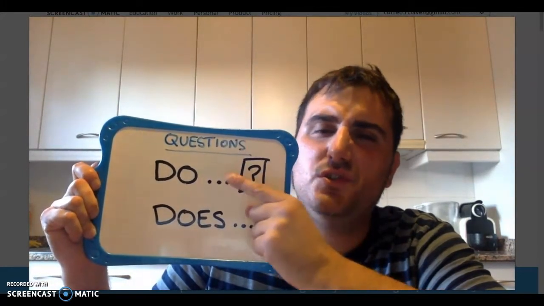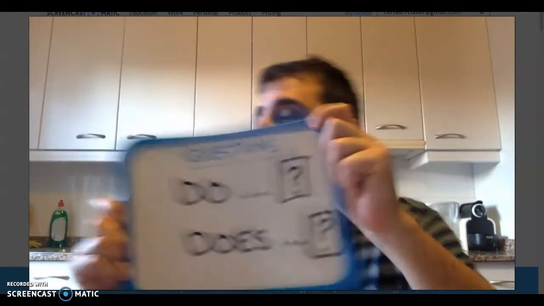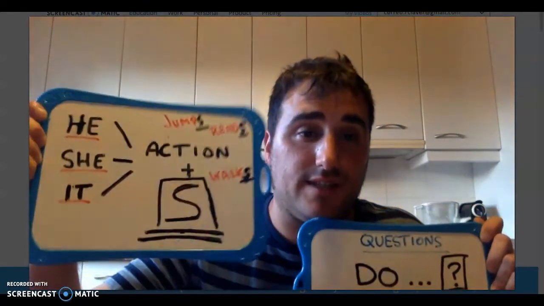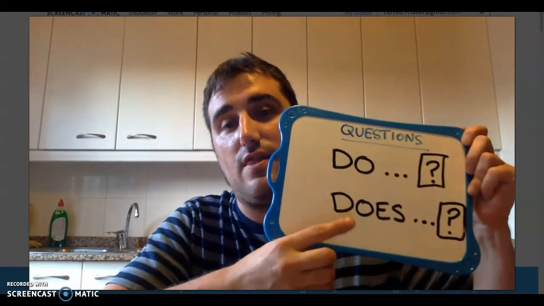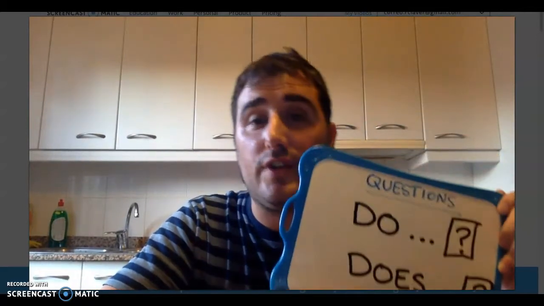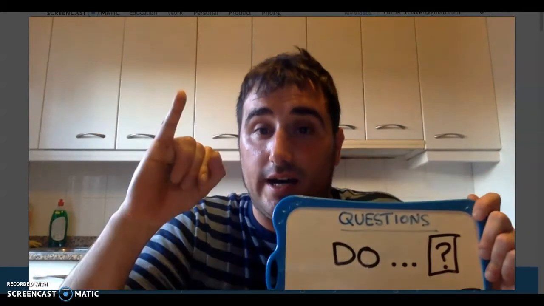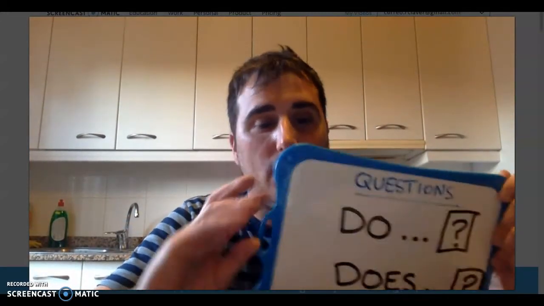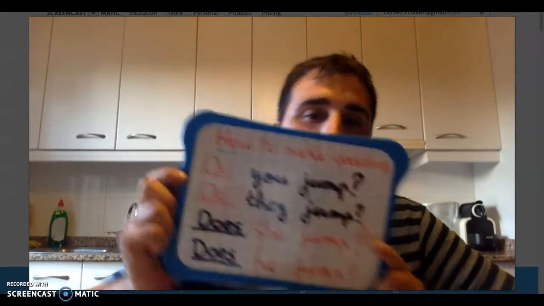When do we use do and when do we use does? Well, it is exactly the same as these ones, but in affirmative. So it means that with the subjects he, she, and it, we will use does, and with the rest of the subjects, I, you, we, and they, we use do. Let me show you some examples.